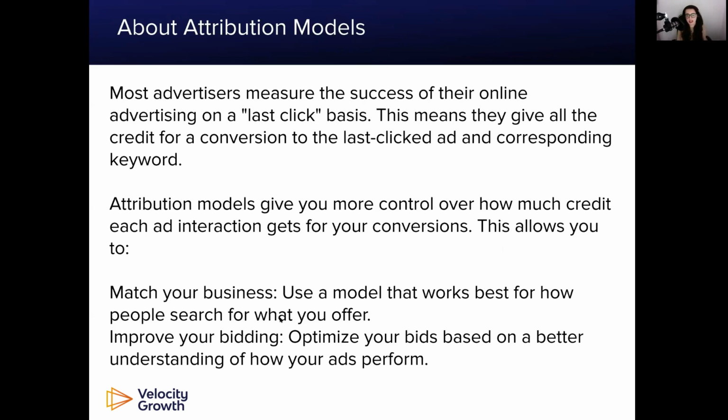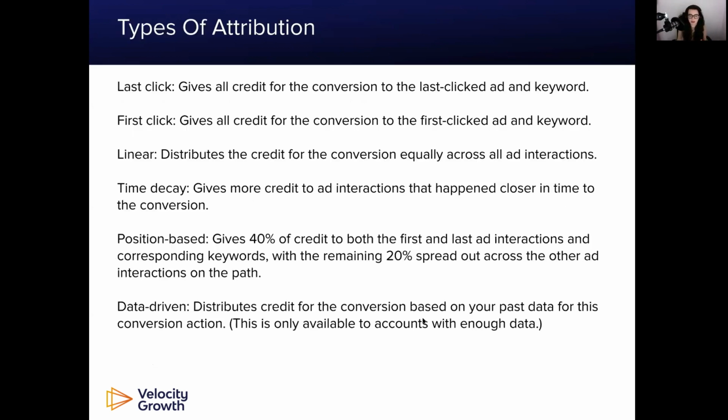So the first benefit is that it matches your business. You can use a model that works best for how people search for what you offer. You can improve your bidding, so you can optimize your bids based on better understanding of how your ads perform as well. So these are the different types of attribution that you can look at.